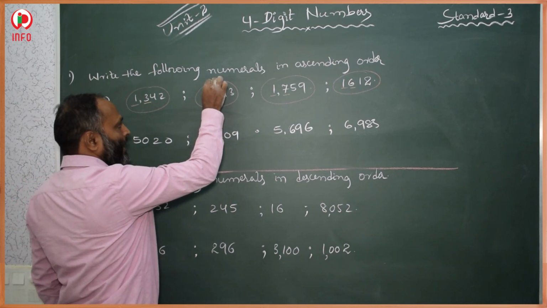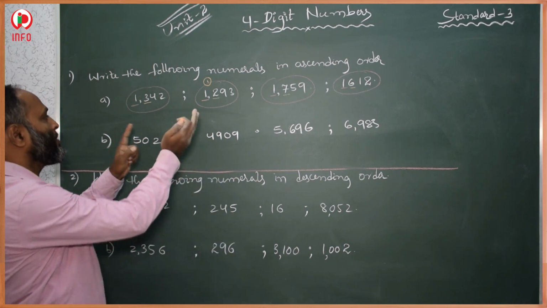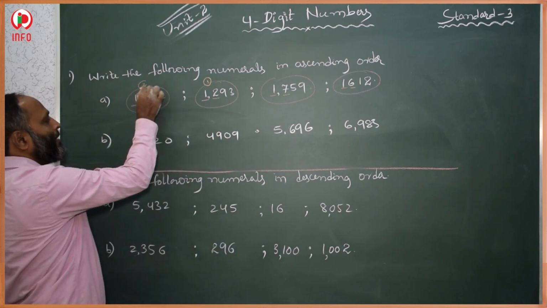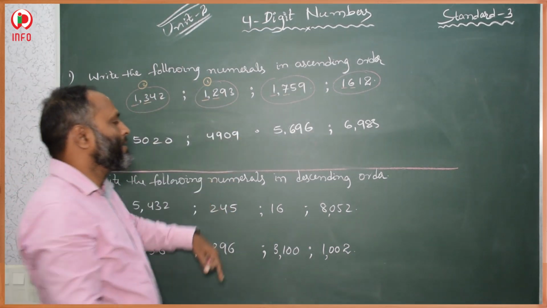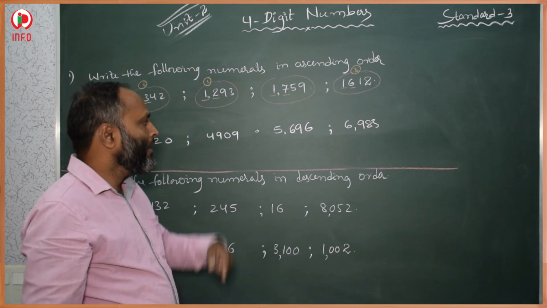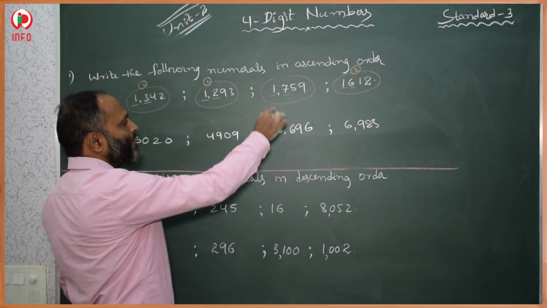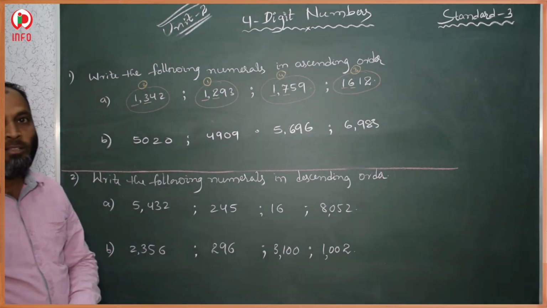So first we have to arrange this one. This is the smallest. And a little bit bigger is 3. This is the second place. And after 3, which one is bigger? 6 is bigger. This is the third position. And the biggest number is 7. This is in the fourth position. So in this way we have to check.